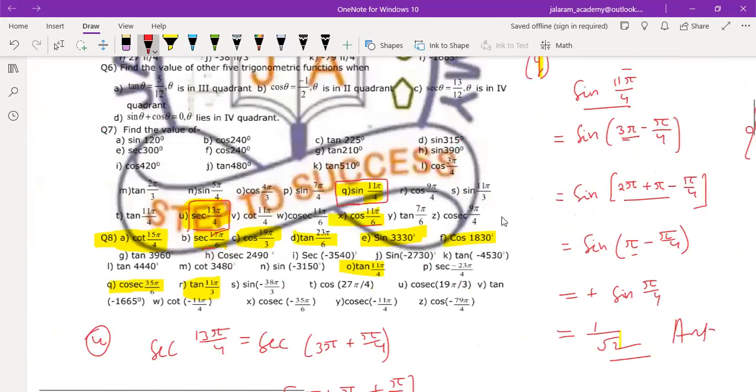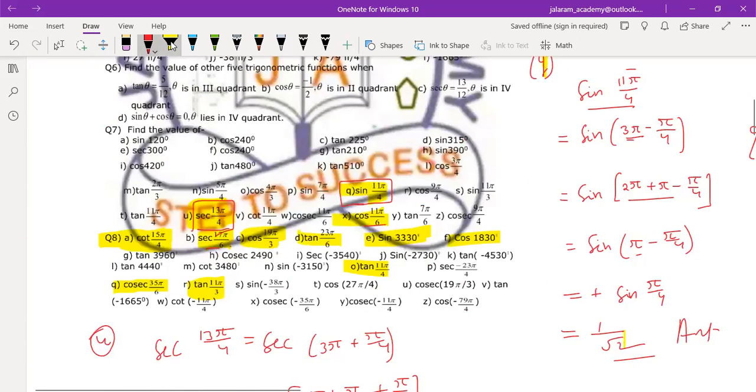The next one is tan 3960 degree. So it is 3960 degrees completed is equal to 360 by 11 times. So this is equivalent to tan 0 only. And value of tan 0 degree is 0.